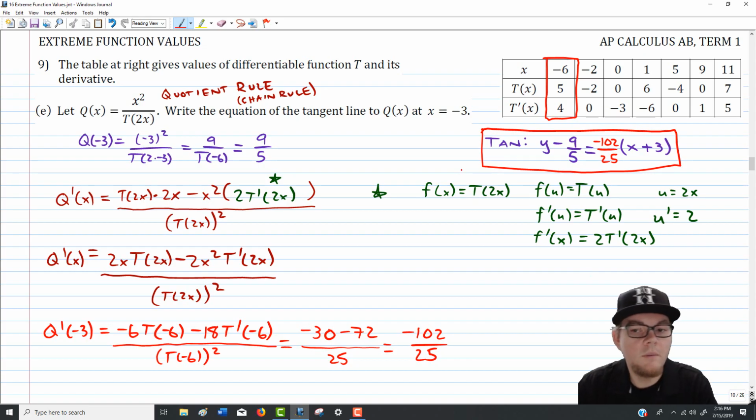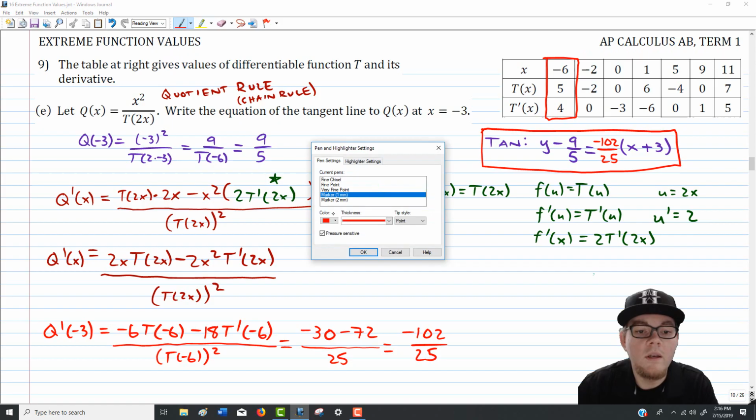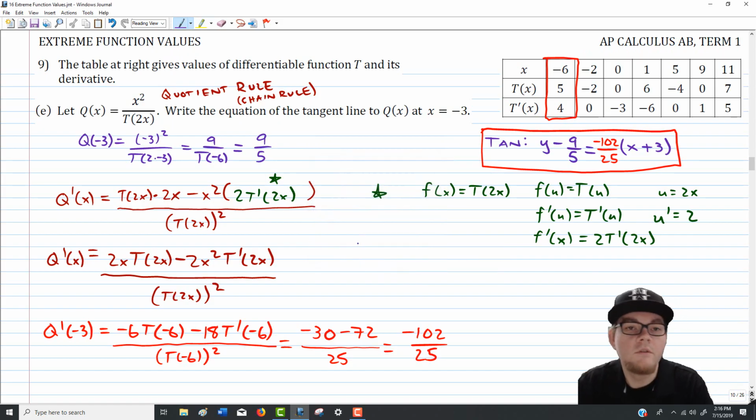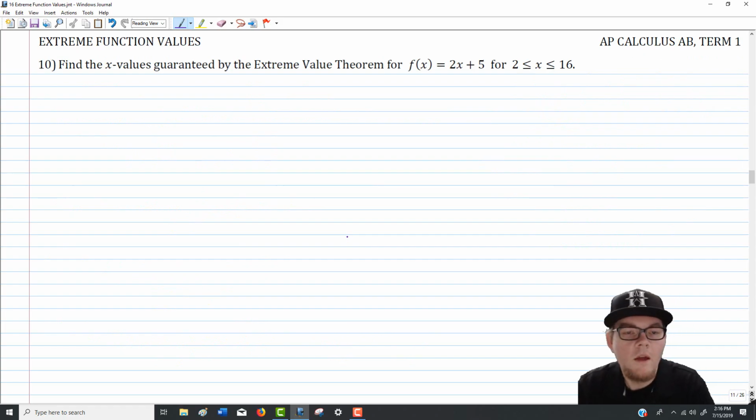So again, a little bit of quotient rule, a little bit of chain rule, and some tangent line work, but otherwise a pretty straightforward and quality problem for us to wrap up question 9 with. Okay, that brings us then to question number 10. Find the x values guaranteed by the extreme value theorem for f of x equals 2x plus 5 and 2 less than x less than 16.